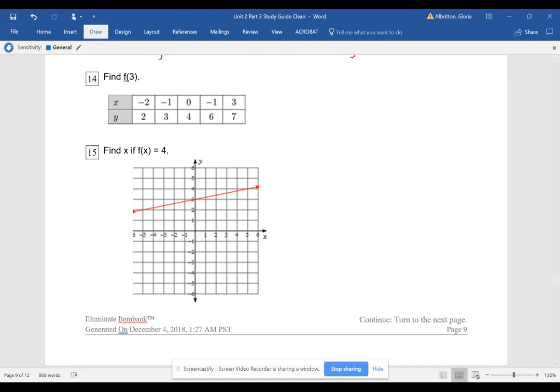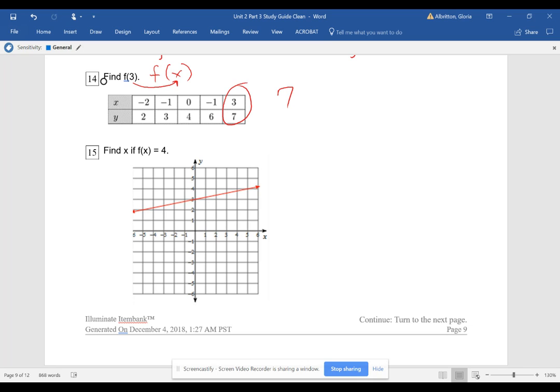So here on number 14, we're asked to find f of 3. And don't forget, when we're talking about functions, we're talking about f of x. So that 3 just means x. So wherever x is 3, what is y? It's 7. Okay, easy to find on a table.